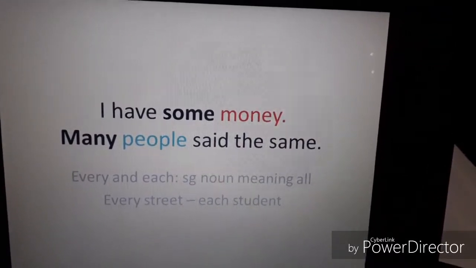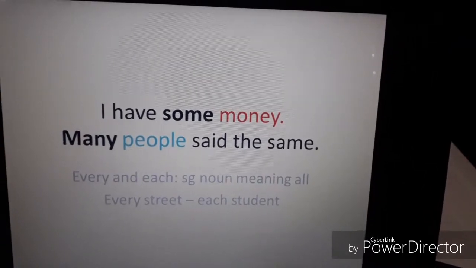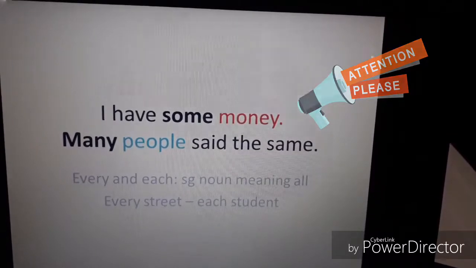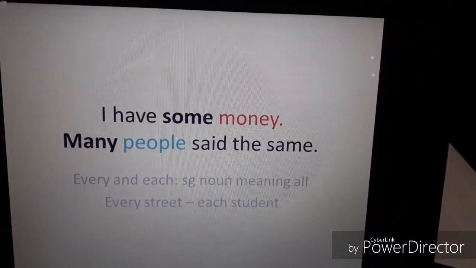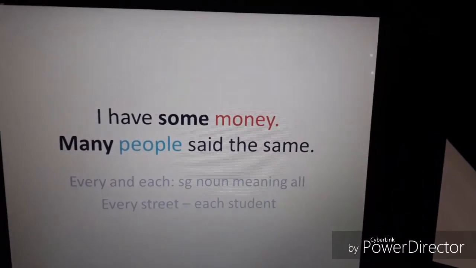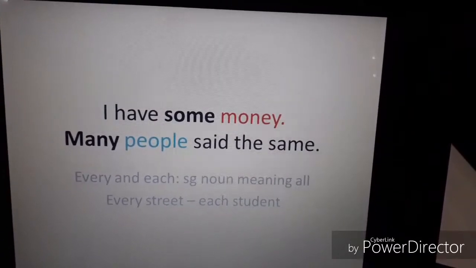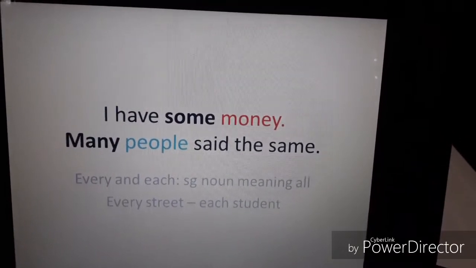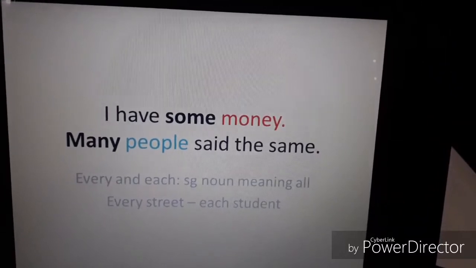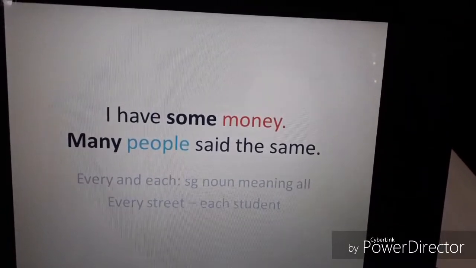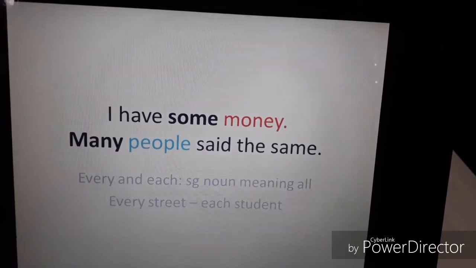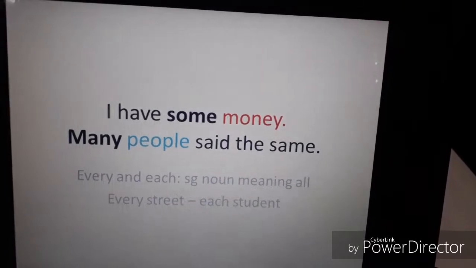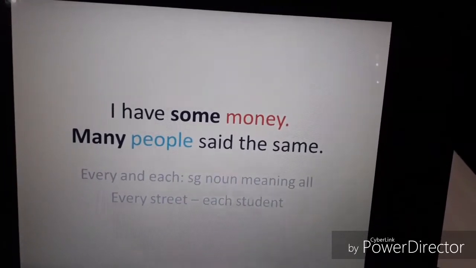As in this example, I have some money. Money in general, you can't count it, but you can count the bills or the coins. So we use some. And many people said the same. It is a countable noun, that is people, and we use many in positive sentences. Here we have something that is with every and each. We use a singular noun, but they mean all. For example, every student has to do the homework. I'm not referring to one person, but to all the students. However, I do it in a singular.